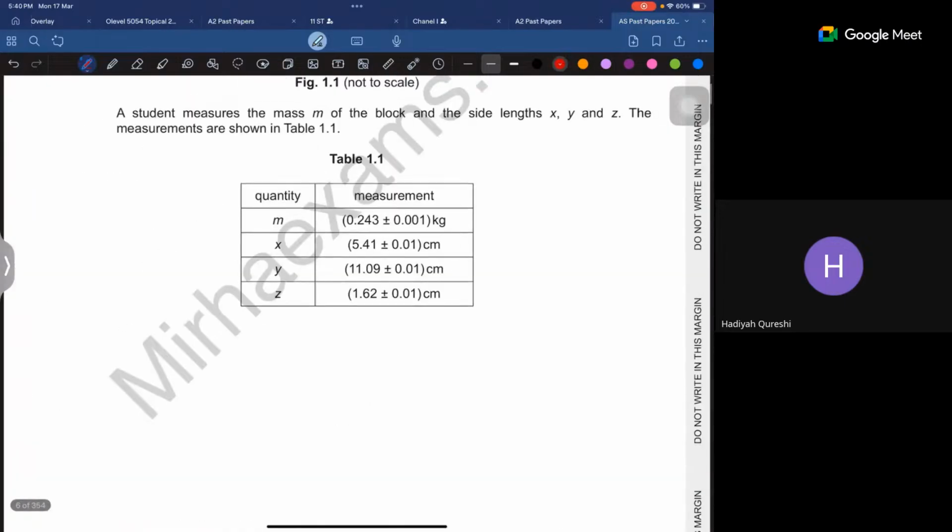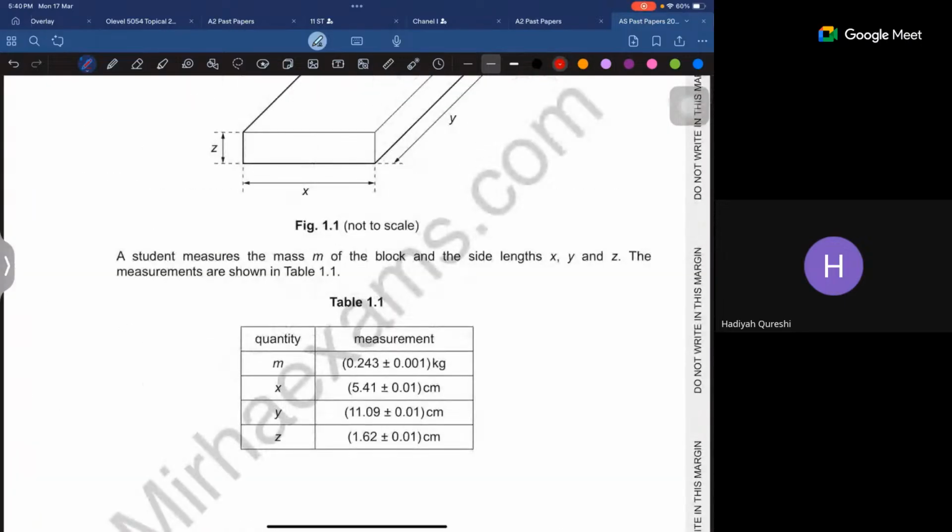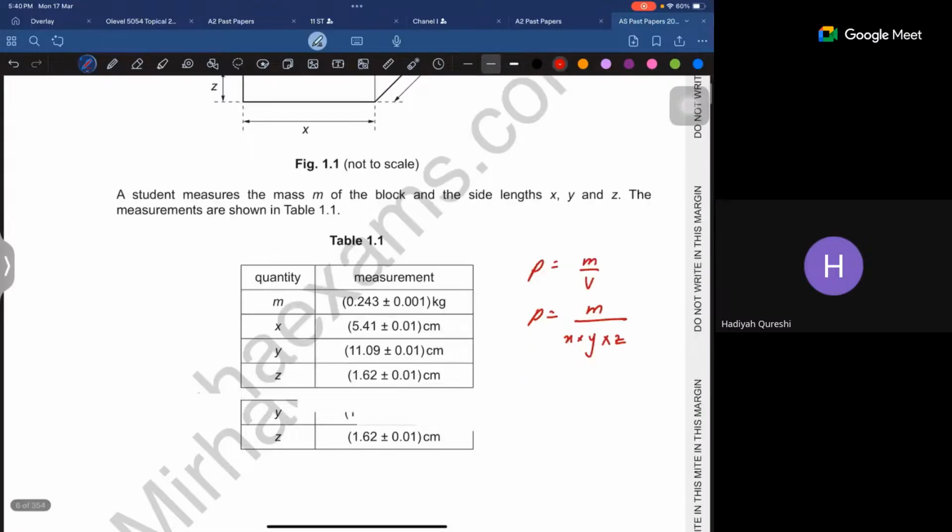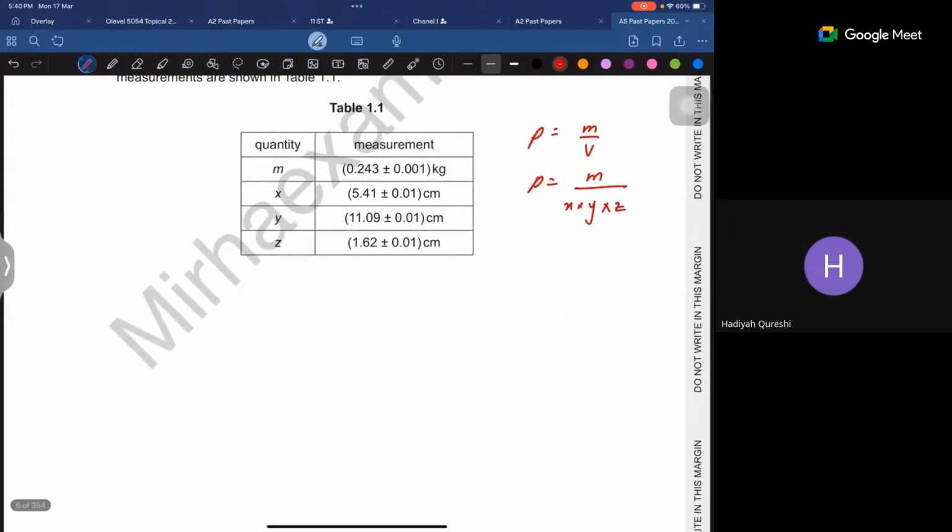Right. So you have the mass. You've got to find the density, which is mass per volume. So basically, density will be mass over x times y times z. So that would be the real equation, basically. And do not simplify the equation when you have uncertainty. Just keep it this way.